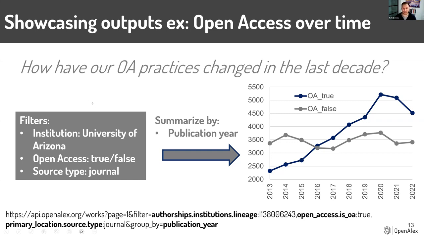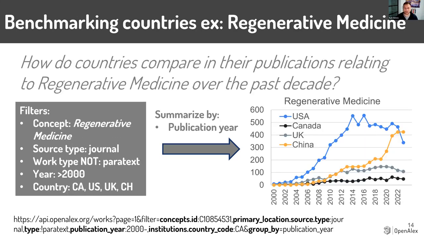Another common thing that I see universities doing is trying to understand how countries and institutions are changing over time in their contributions to a field. So in this example I chose regenerative medicine, and you can see I used as a filter the concept regenerative medicine. Source type I limited to journal, mostly because I wanted to show you that these are things that you can do. You don't always need to, but there's different ways you can limit what sources you're looking at.